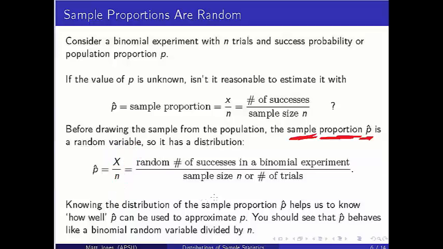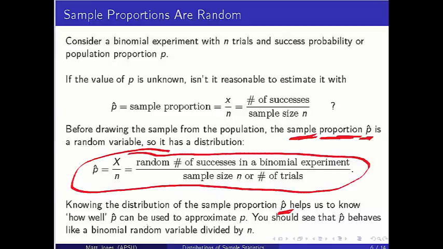If we could know the distribution of the sample proportion P hat, that is, the behavior of this thing, then that would help us to know how well P hat can be used to approximate P, right? We already know it makes sense to approximate the true proportion P with this sample proportion, but how well does it actually approximate? That's what we want to know too. You should see that P hat actually behaves like a binomial random variable divided by the sample size. This right here is key to unlocking the understanding of the behavior of P hat.